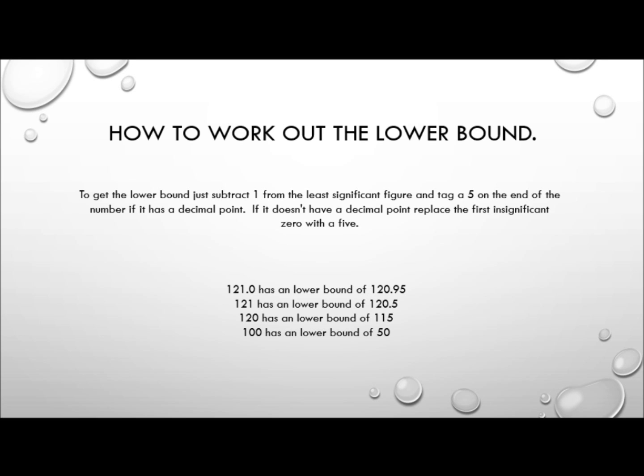So 121.0 has a lower bound of 120.95. We took the 1 away from the point 0, so we had to borrow 1 from the 1, so it became 120.9, and then we added the 5 on the end. 121 has a lower bound of 120.5. 120, again assuming that this is accurate to 2 significant figures, has a lower bound of 115, and 100, again assuming it is rounded to 1 significant figure, has a lower bound of 50.